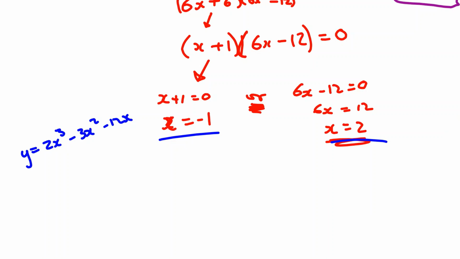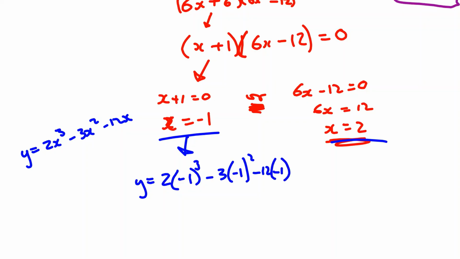So if I substitute this one in, we're going to get y equals 2 lots of -1 cubed, subtract 3 lots of -1 squared, subtract 12 lots of -1. -1 cubed is -1 times 2, which is -2. -1 squared is +1, but we're timesing it by -3, so it's still -3. And -12 times -1 is +12. We sort that all out: -2 -3 +12 is +7.